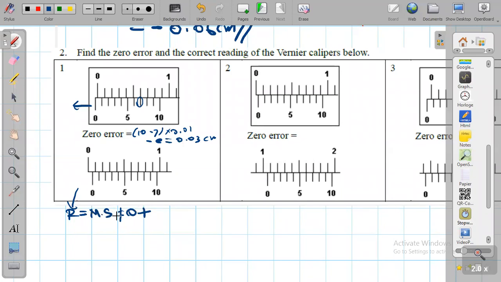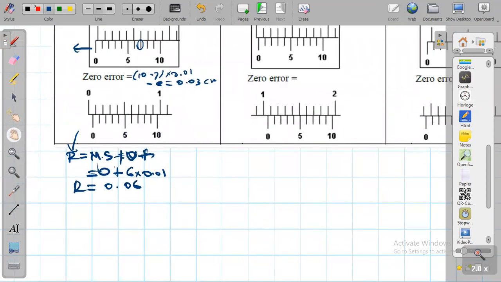plus vernier scale reading. Main scale reading is 0 because it just hasn't passed any line in the main scale. Plus the vernier scale reading is going to be 6. 6 times 0.01. My answer is going to be like 0.06 as the reading. So how to get the error subtracted here? Actual reading. Actual reading is going to be the reading minus negative error.